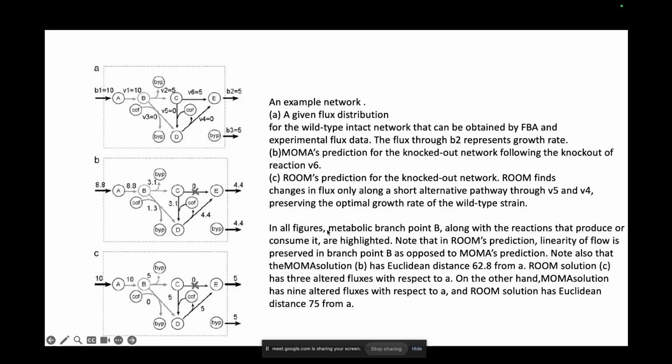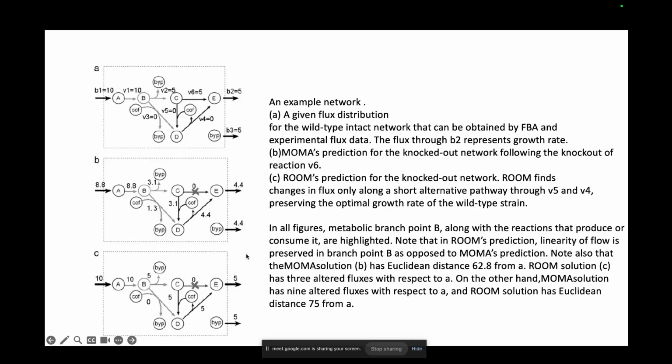Okay, so in all the figures, metabolic branch point B, along the reactions that produced and consumed data, are highlighted. Note that in Room's prediction, linearity of the flow is preserved at the branch point B. So Room is predicting this particular pathway, right? And MoMA is predicting both this and this, because there is a flux here as well. But here this flux is 0.